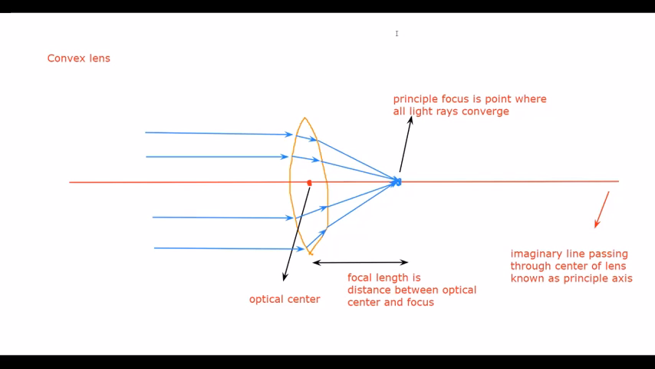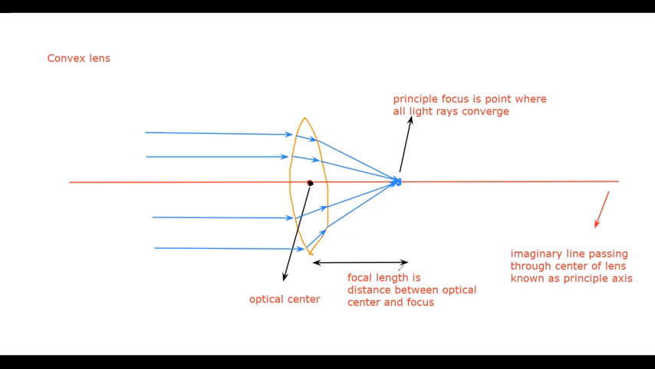So these are the points which you have to learn. I will answer your question, Hashim, how the light is converged or bent away from normal. So this is the optical center. The center of a lens is called optical center. The point where all the light rays converge, that's called principal focus.